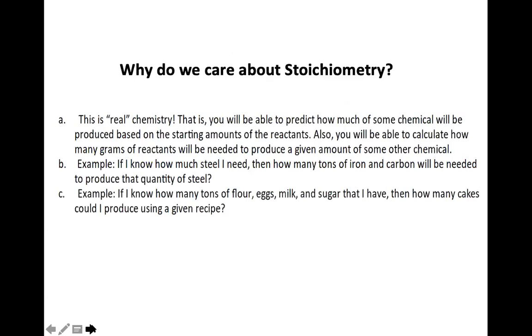So why do we care about stoichiometry? Why do we study stoichiometry? This is real chemistry. That is, you will be able to predict how much of some chemical will be produced based on the starting amounts of reactants. Also, you will be able to calculate how many grams of reactants will be needed to produce a given amount of some other chemical. This is very important for industrial processing.